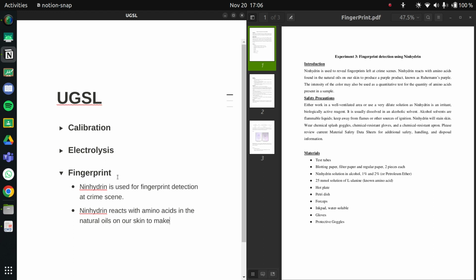To make Ruhemann's purple. So this is a purple product. That's cool.